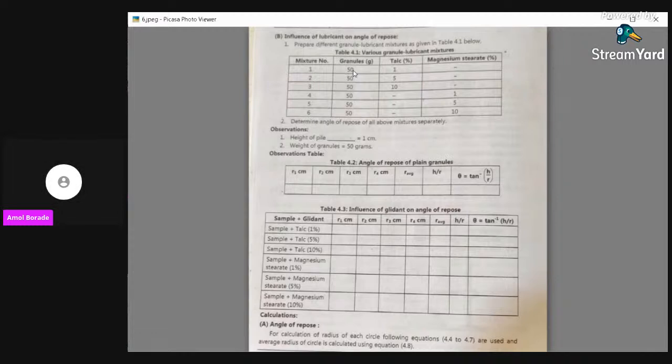Now, a similar procedure they have followed with different batches. In the first batch, they have taken simply the granules, added nothing to them, and followed the procedure up to getting the diameter of the circle from that heap of powder. So the first reading is the simple granules. Take the circle and repeat the procedure.